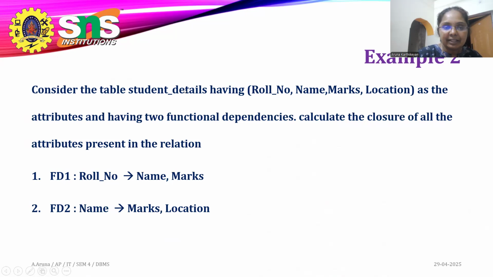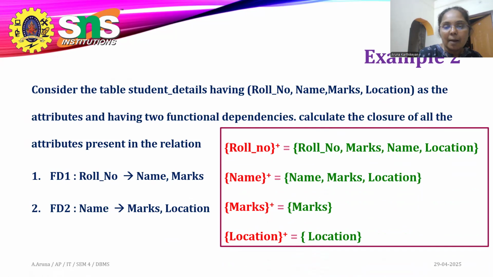Here, what is given is two functional dependencies. One is, through roll number, we can identify name and marks. Through name, we can identify marks and location. So what are they going to ask? They ask you for the closure of all the attributes present in the relation. So closure of all the attributes means, here the four attributes are there, and through that we have to calculate what closures are possible.